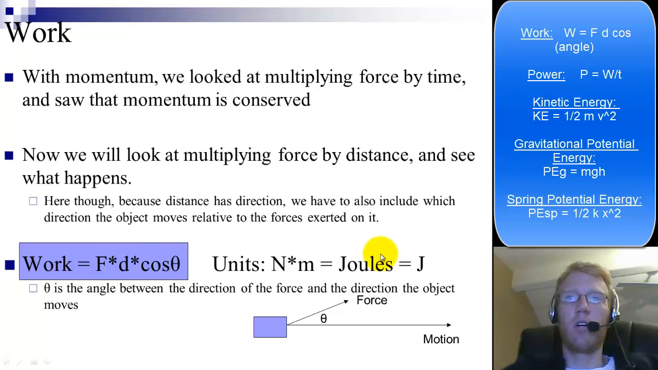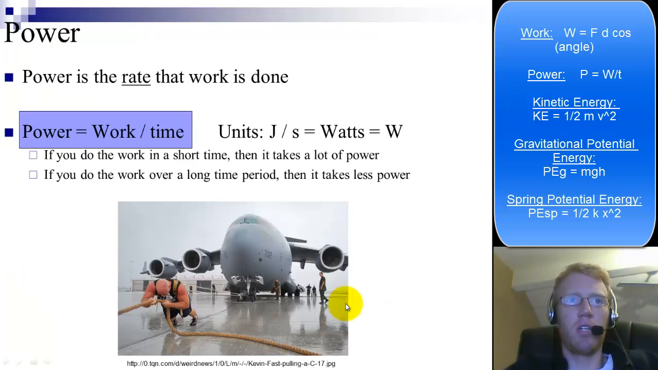The units of work are going to be joules. If you multiply force times distance, you get newtons times meters. Even though you've seen that before with torque, where you leave it as newton meters, with energy, or work, you're going to change that to joules. It's mathematically the same, but the standard way to write it is joules, or capital J. Okay, so that's the definition of work.